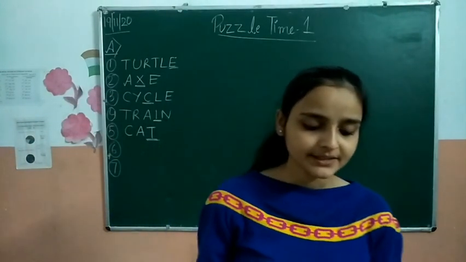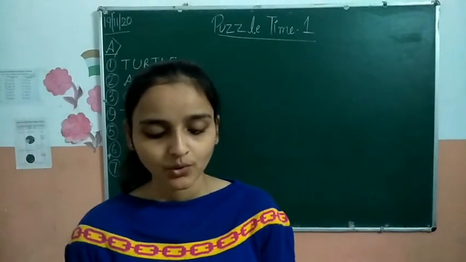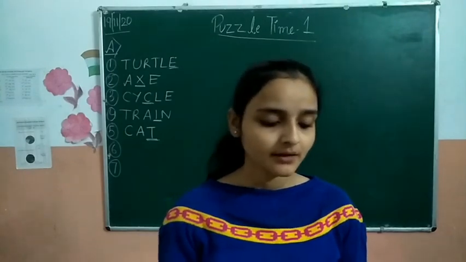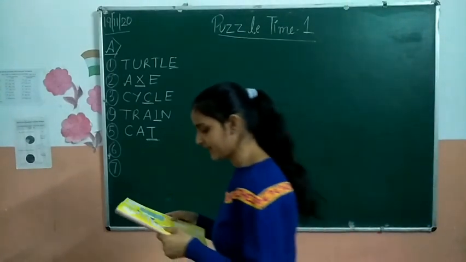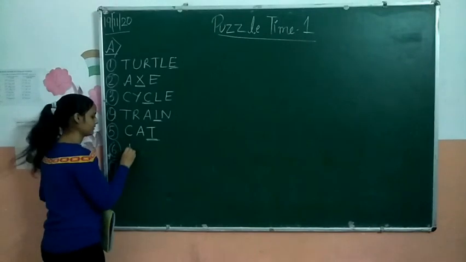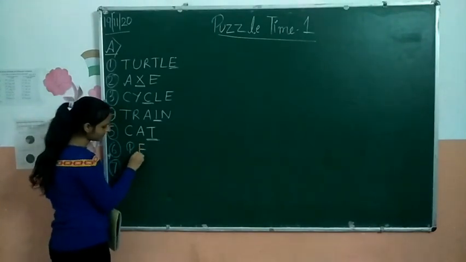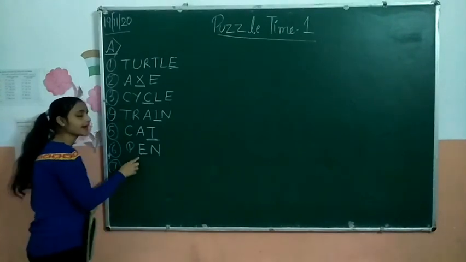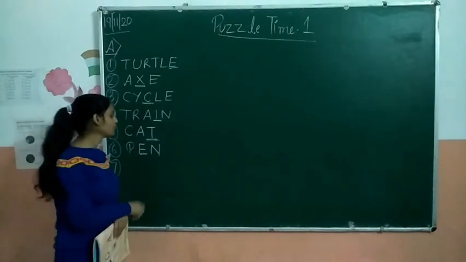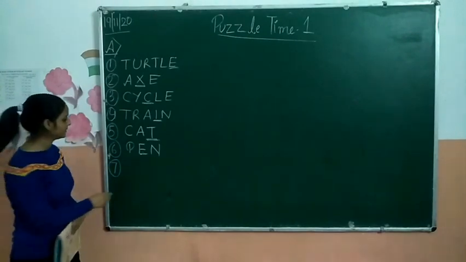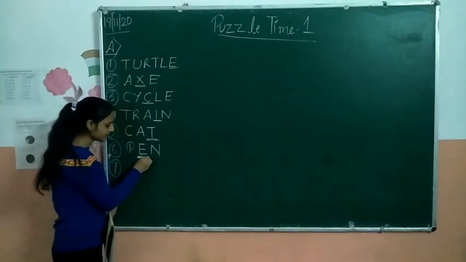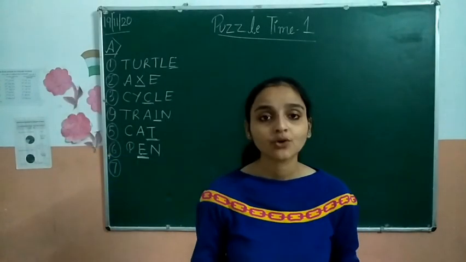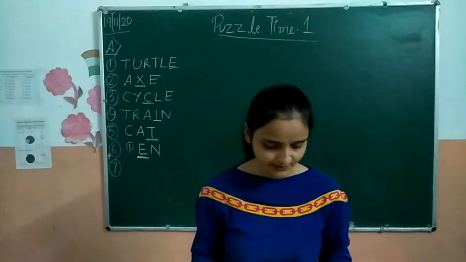Now look at the sixth shadow. What is this? This is a pen. This is called pen. Write down pen. I am going to underline this E. Okay? No need to underline. You will not underline because it is already at the purple box.